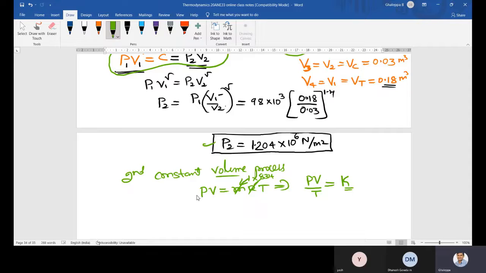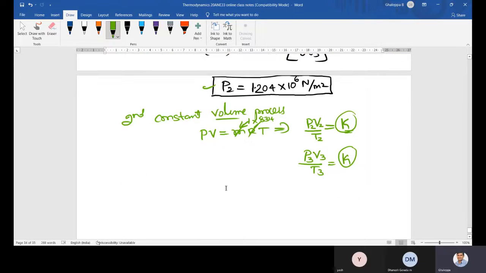Now try to write this equation at point 2. So P2, V2 divided by T2. Same equation I will write at point 3. P3, V3 by T3 is equal to some constant. Right hand side is the same value, so obviously left hand side will be the same. So P2, V2 divided by T2 equals P3, V3 divided by T3. And here, if you observe carefully, some terms get cancelled.